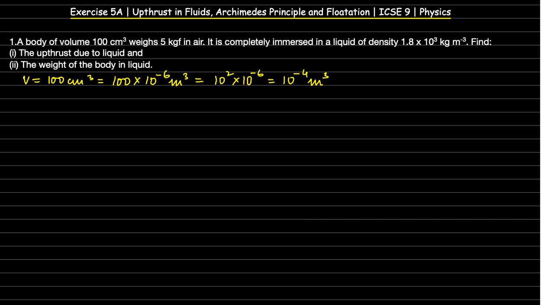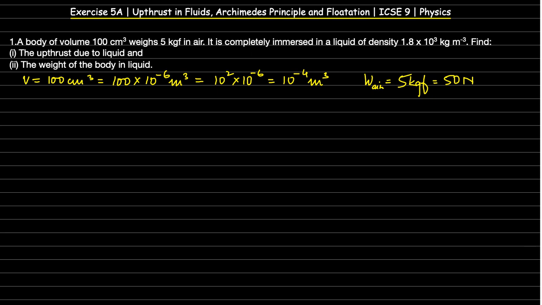Now weight is given as 5 kgf in air. So here I would be writing weight in air, W air, is equal to 5 kgf. Now 5 kgf can be written as 50 newtons.